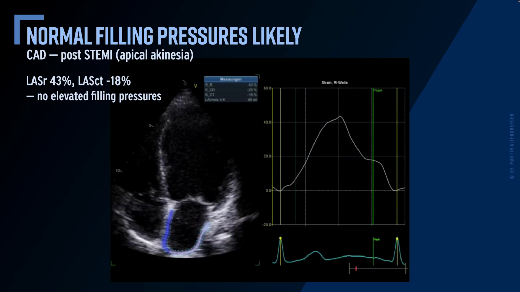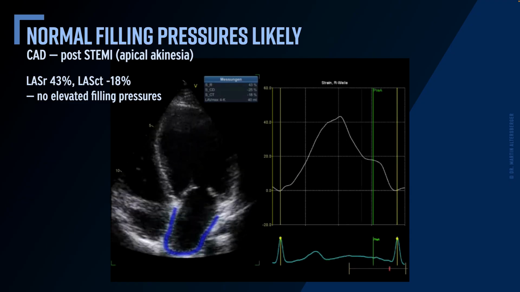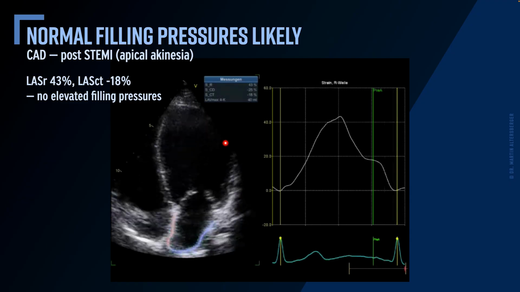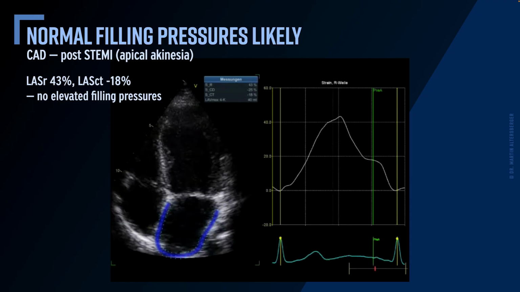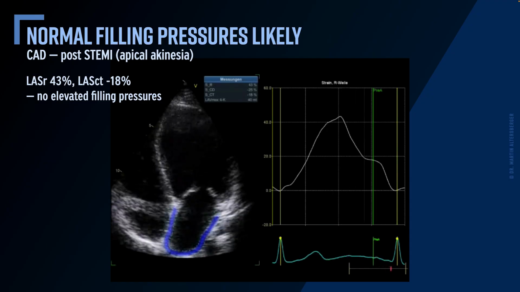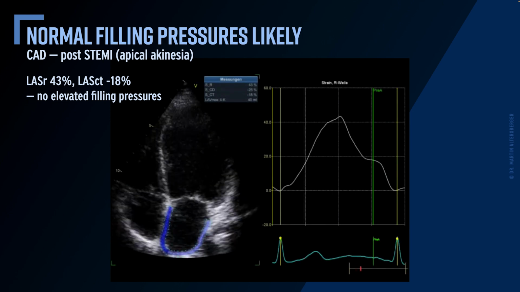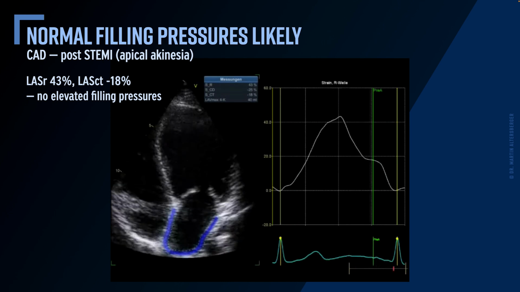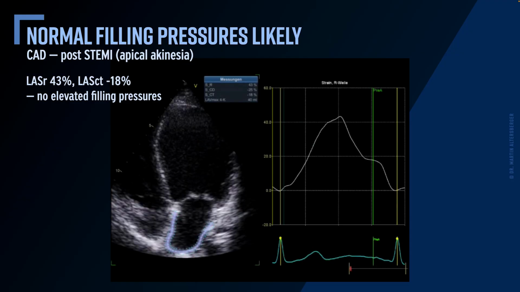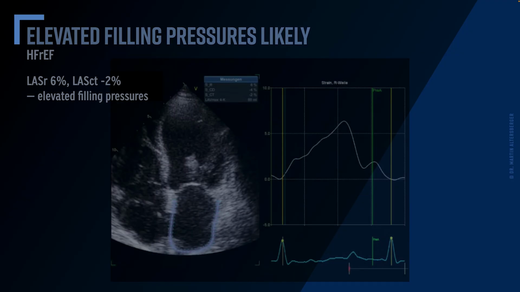Now we have a different patient. We have a patient with coronary artery disease after a large anterior myocardial infarction. We have huge wall motion abnormality in the apical regions. We have again a nice tracing of left atrial strain. What we can see here nicely is this strain curve, and we have a left atrial strain reservoir phase of 43%, the contraction strain -18%, so no elevation in filling pressures is likely.